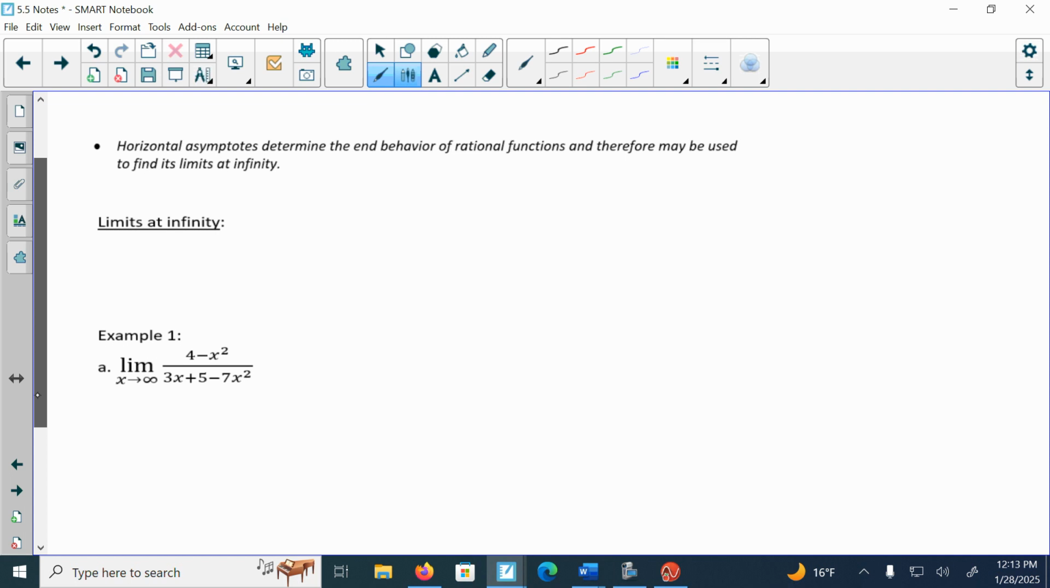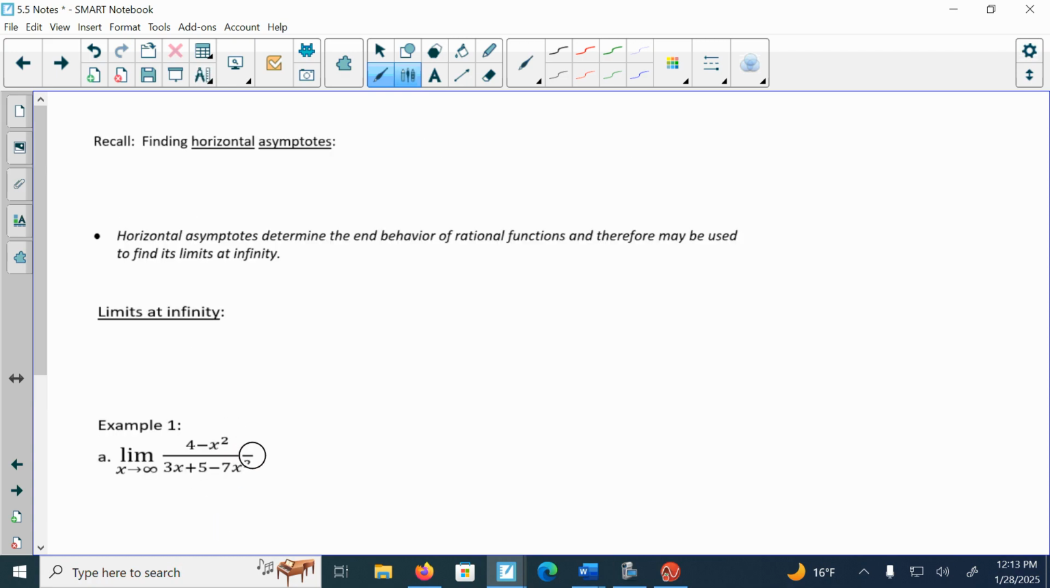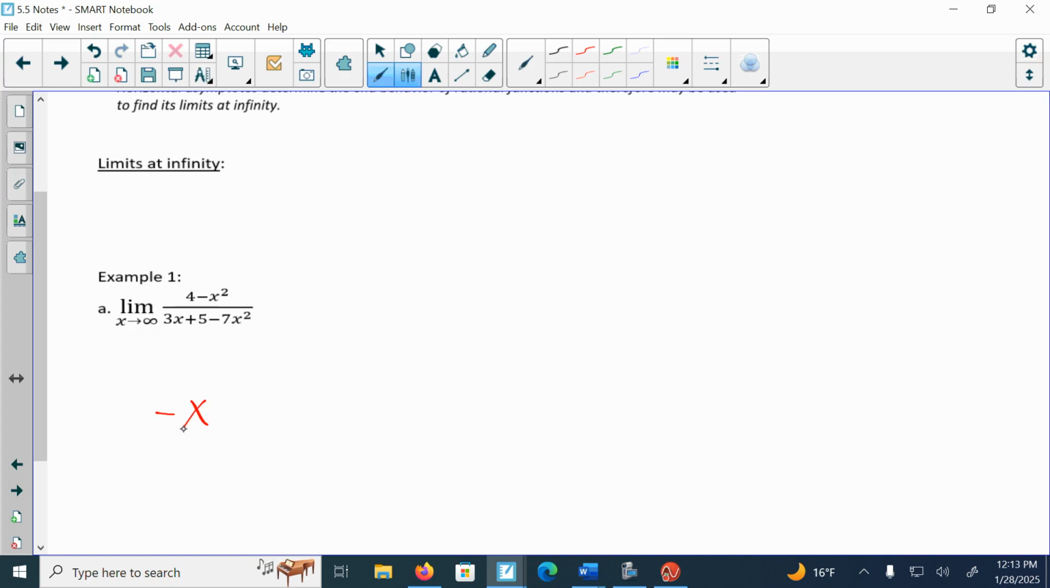like if I have example 1, the highest value I have in my numerator is -x squared. The highest value I have in my denominator is -7x squared. If I simplify this, the x squared would simplify, and I'd be left with -1 over -7, which simplifies to 1/7. So as x approaches infinity, my limit is going to be 1/7, because my horizontal asymptote is going to be y is equal to 1/7. We've done these before.